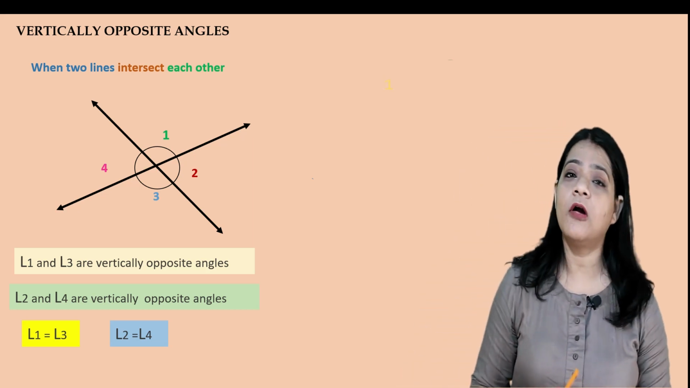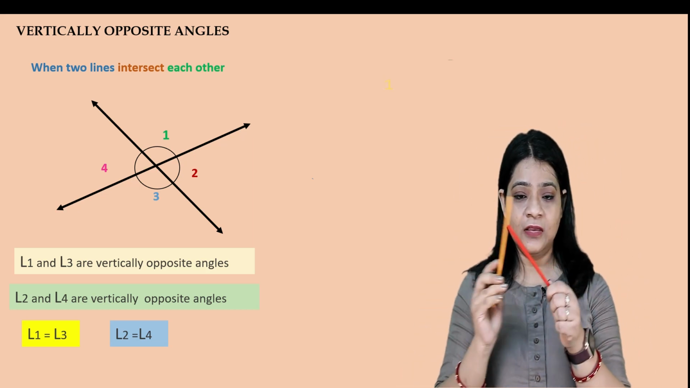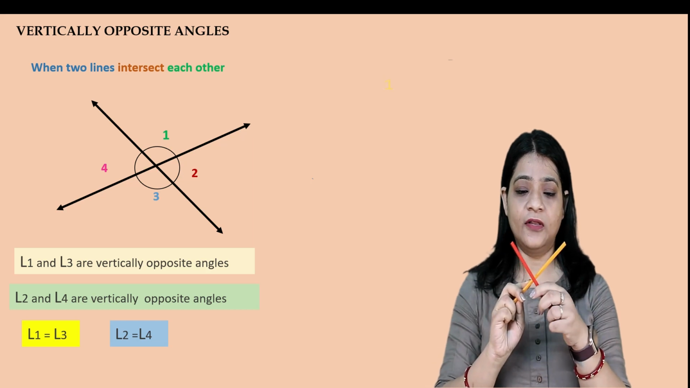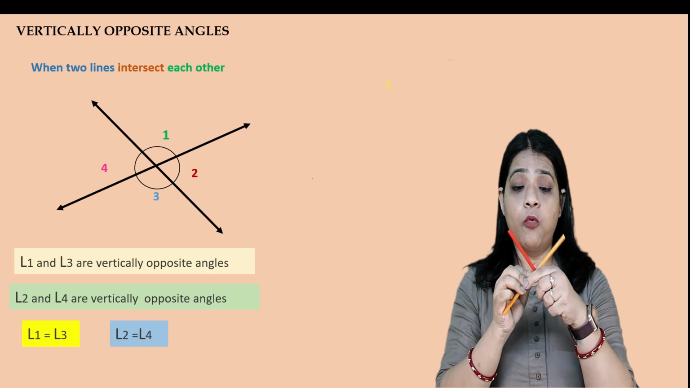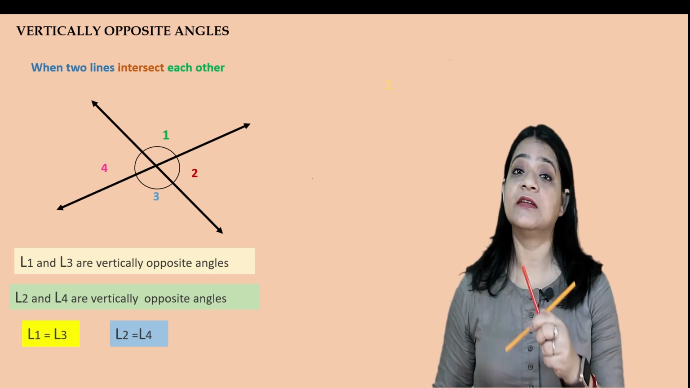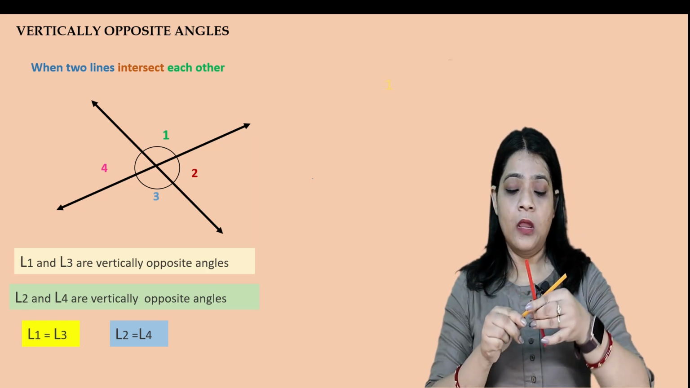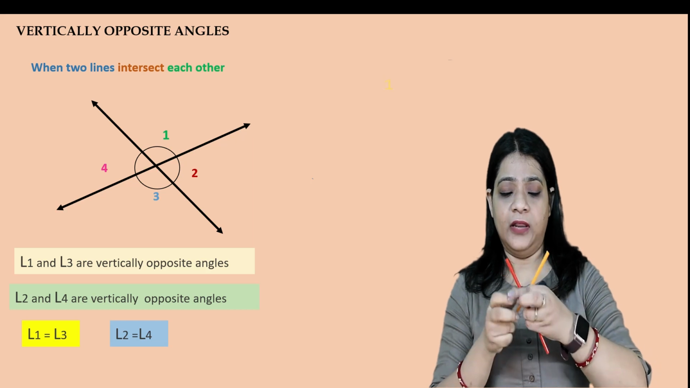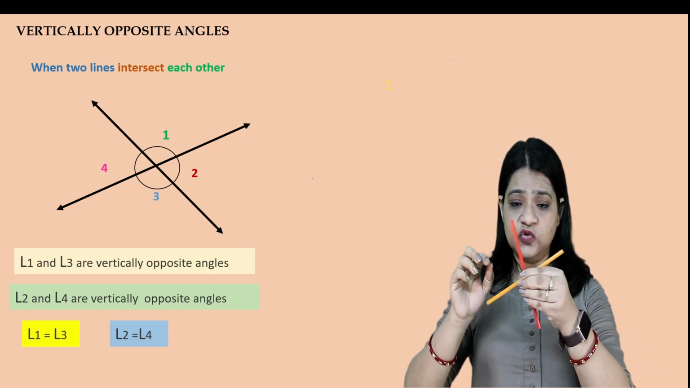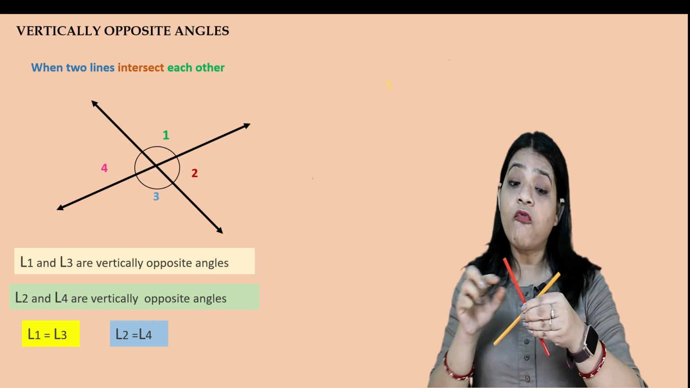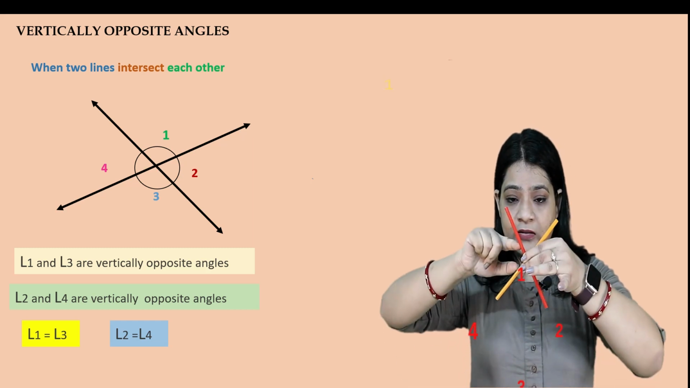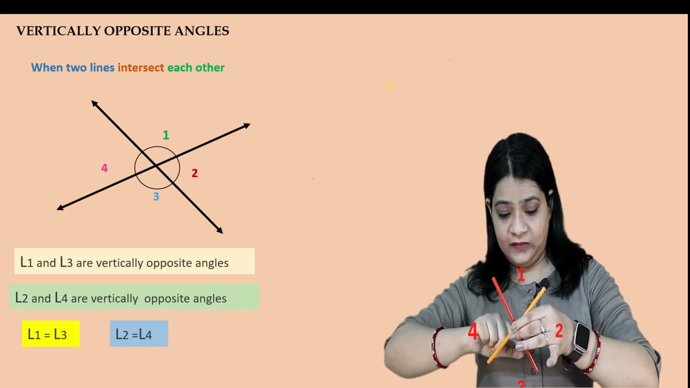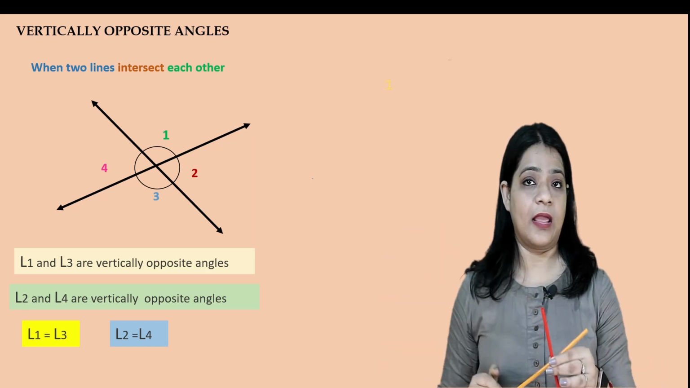Okay, so for this let us take two lines. This is one line, this is another line, and both of them meet at the point O. That is, they intersect at this point O. Now if you look carefully, these two lines form four angles. This is one angle, this is one angle, this is one angle, this is one angle.